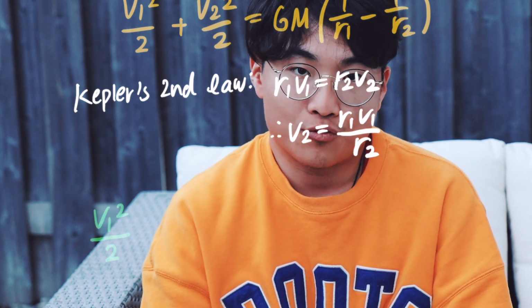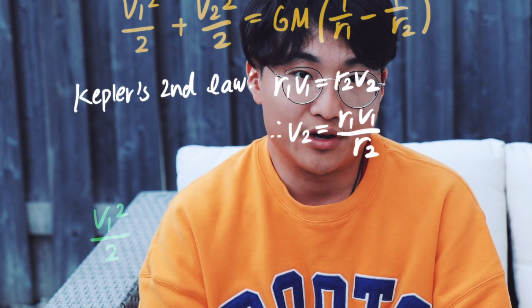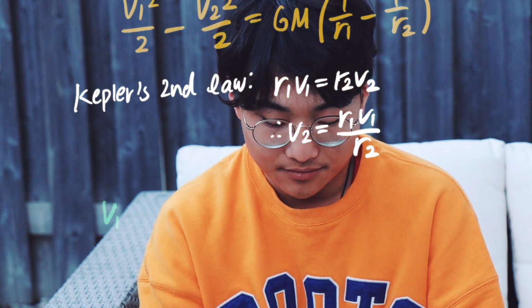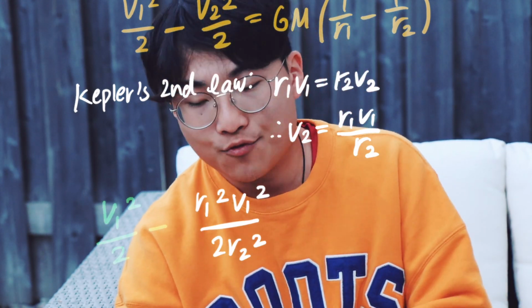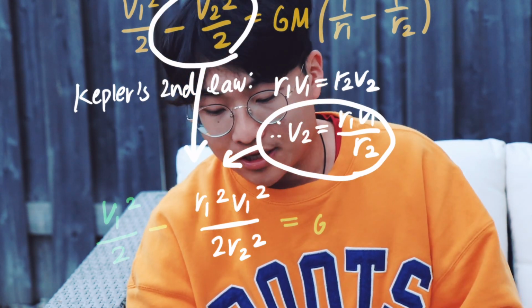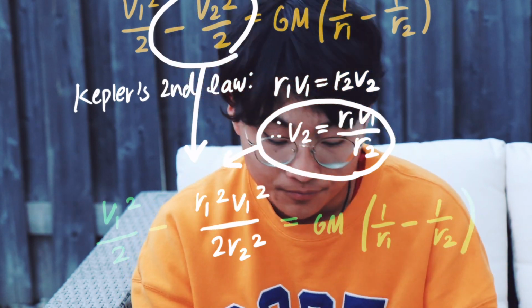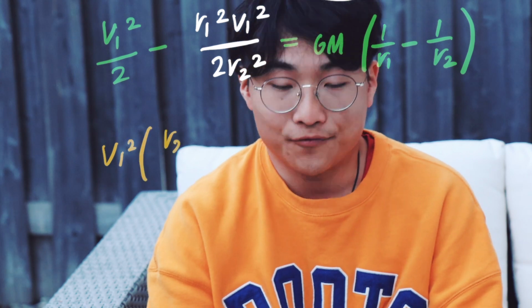The highest point in an elliptical orbit is called the apogee, and the lowest point is called the periapsis. So applying Kepler's second law, which is R1 V1 equals R2 V2, we can easily tell that V2 equals R1 V1 over R2. And this we can substitute into V2.